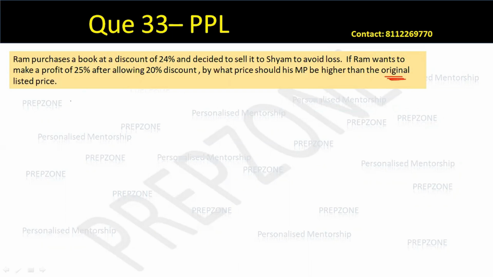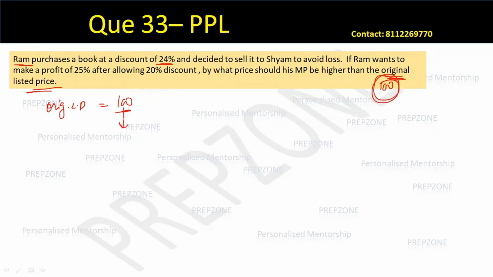Okay, because all the numbers that are given here are in terms of percentage, whatever base value that we take will not change anything. So let us say that I consider the original listed price to be rupees 100. I am saying the original list price is rupees 100 for Ram, and then it is given to me that Ram purchases a book at a discount of 24%.